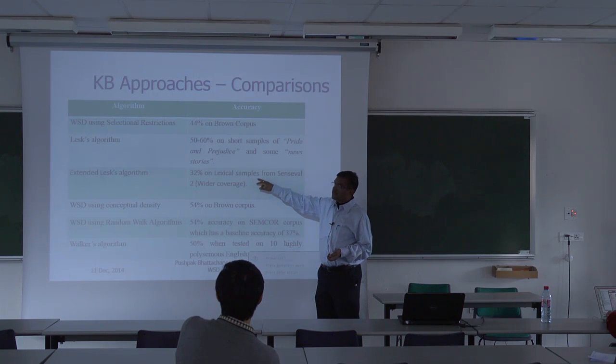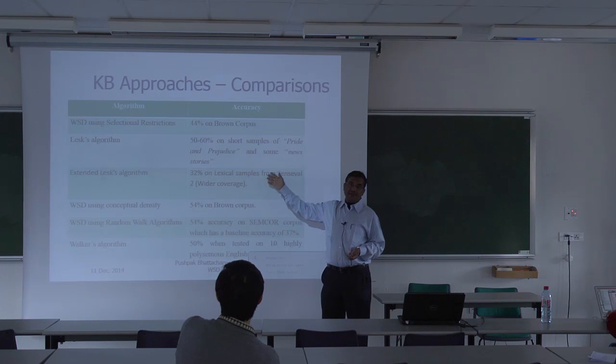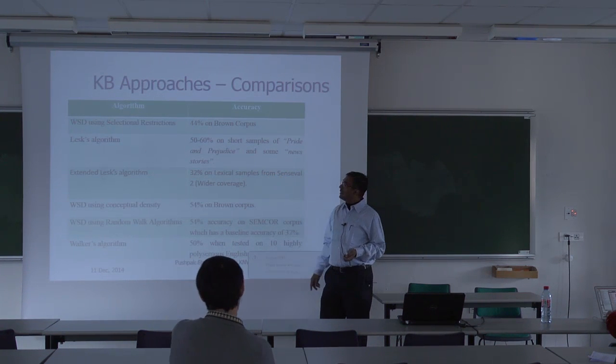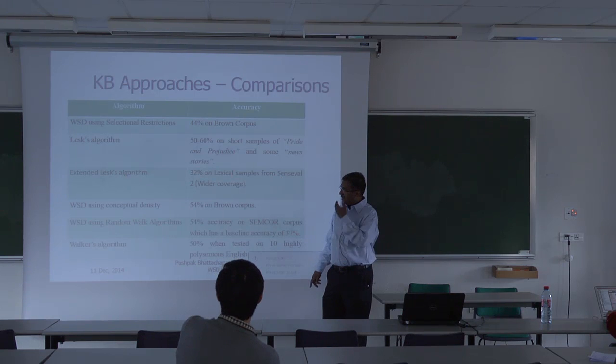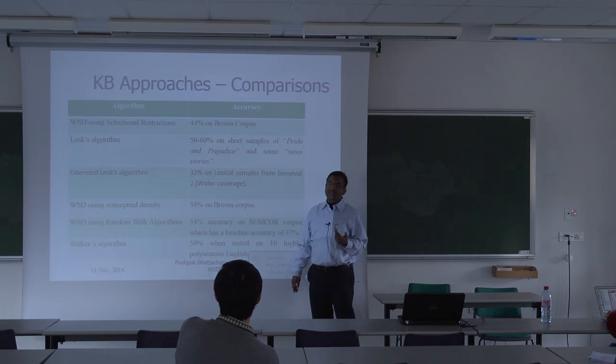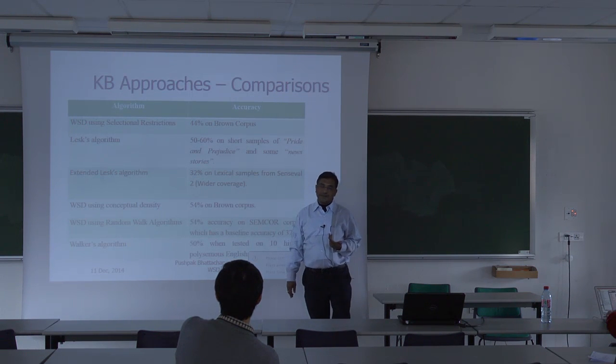Why does the accuracy reduce here? Because of sense drift, a lot of noise is introduced in the overlap. So, this is what is known from knowledge based approaches to word sense disambiguation.